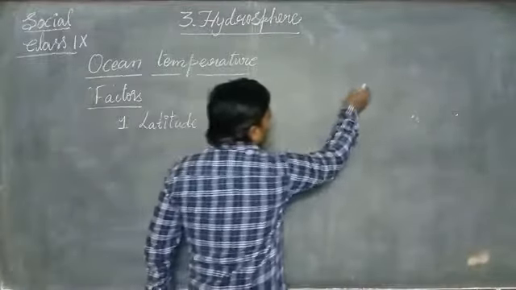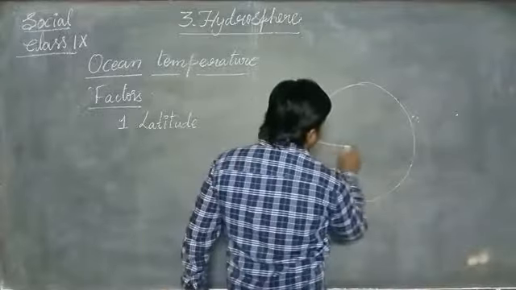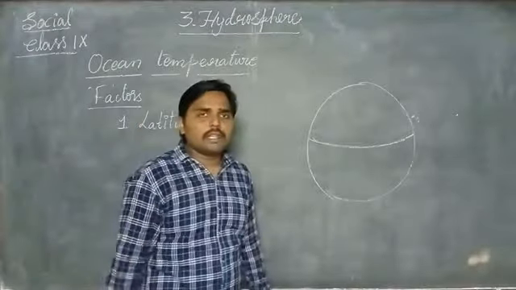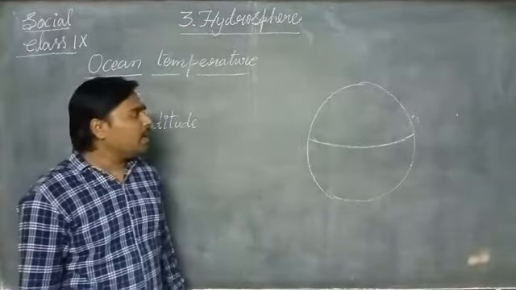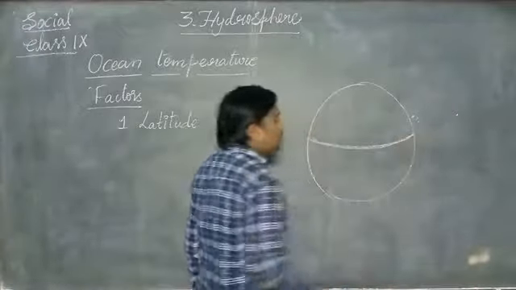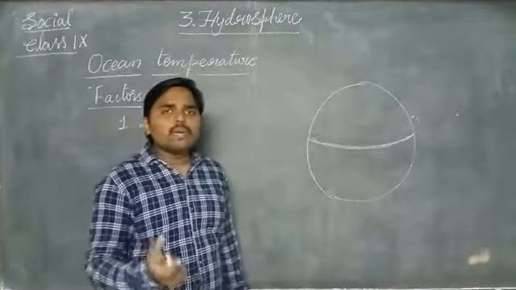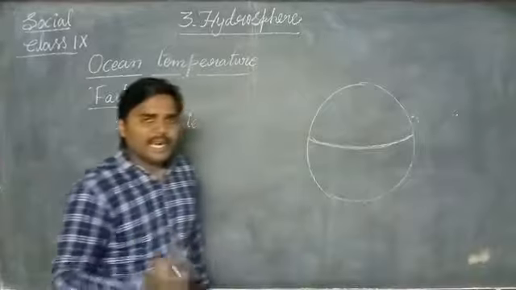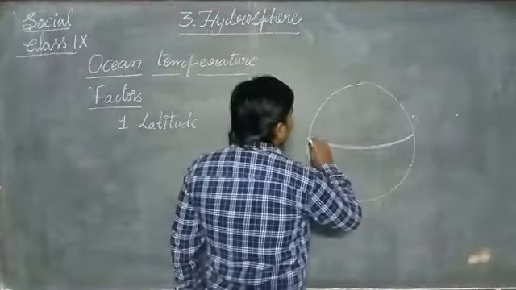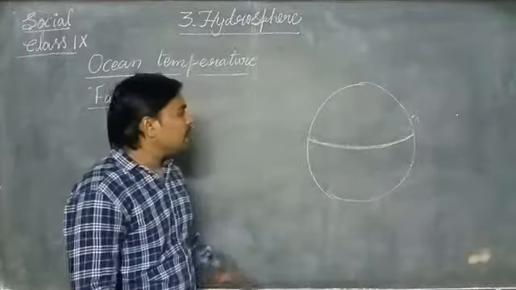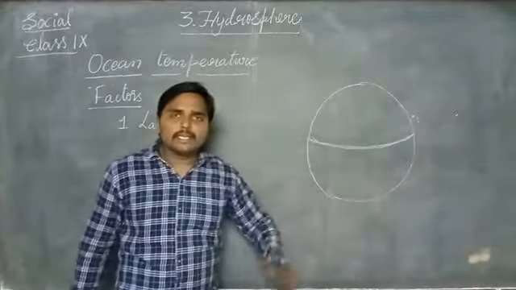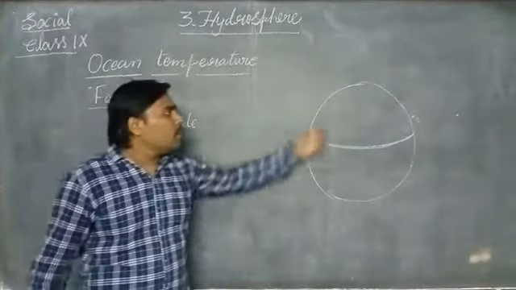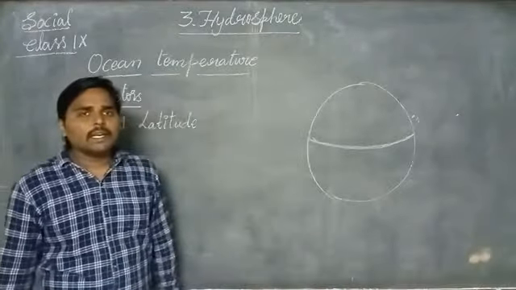Suppose you see the globe, and this is the equator. At the equator, the oceanic temperature is very high. Why? Because the equatorial region gets a very high amount of solar energy from the sun. So the oceans at the equatorial region have very high temperature, while as we move to the top side and the down side of the equator, the oceanic temperature decreases. Why? Because here the sun rays fall very slantly towards the poles, so the ocean temperature decreases.